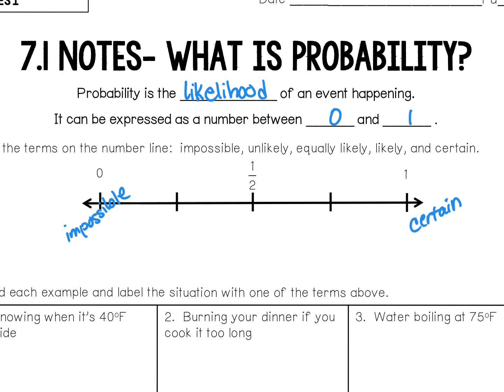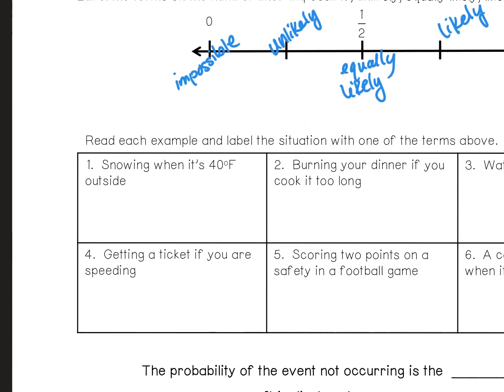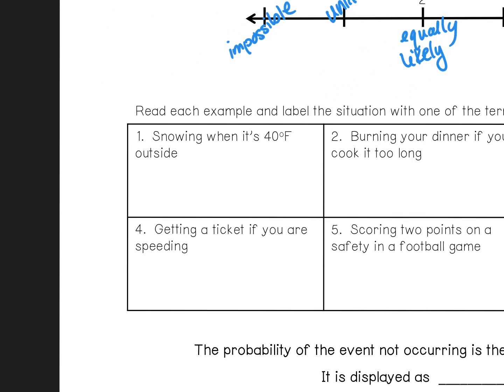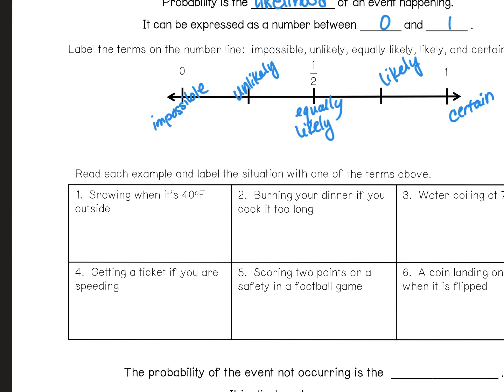And then half, that's at 50-50, so it's equally likely. And then, of course, here is our unlikely, and then this one is likely, okay? So if it's snowing when it's 40 degrees outside, it's not certain. It's not impossible either. It's unlikely, but it could happen.